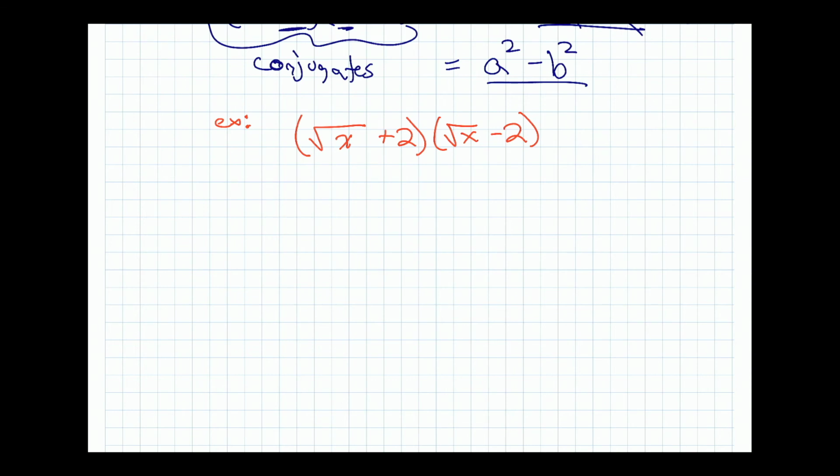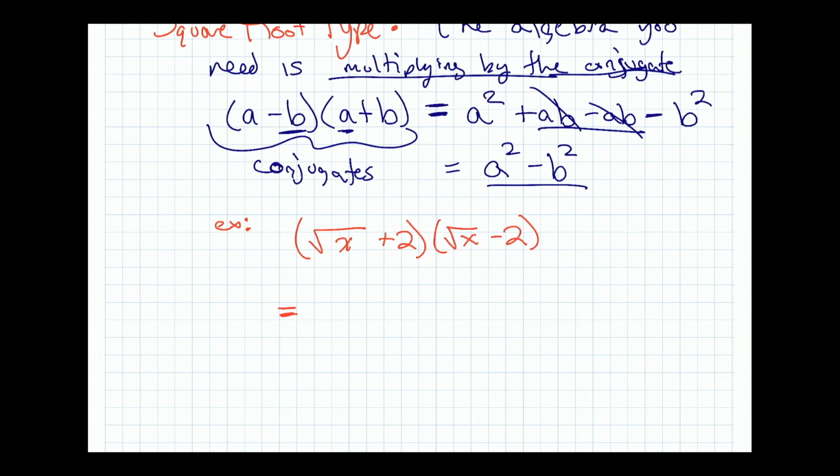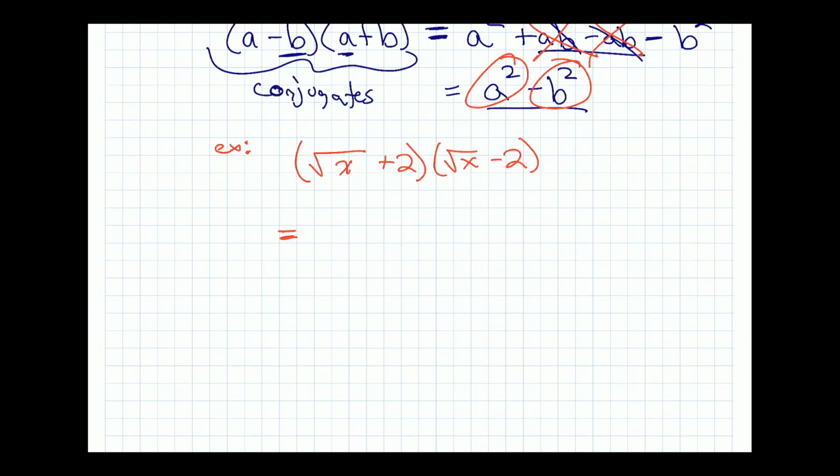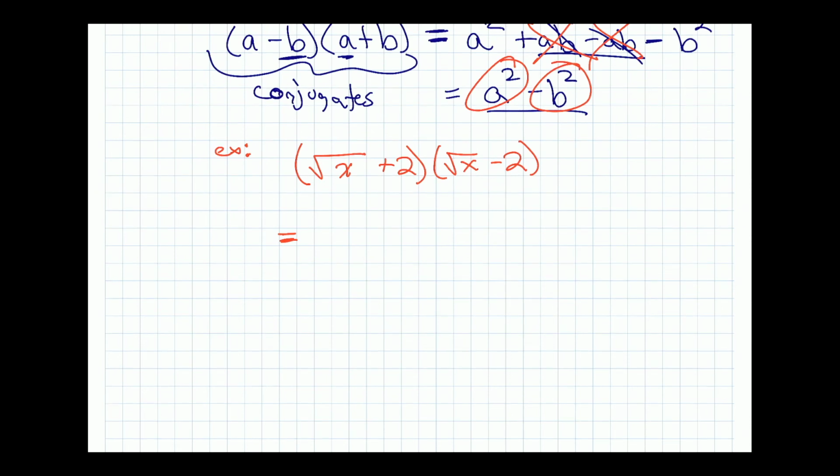Well, what's going to happen is the same thing that happened up here. We already know that the middle terms cancel, so the only terms that are left are a squared and b squared with a minus sign between them. So already when I see this conjugate pair multiplied together, I know my result should be something squared minus something squared. Does that make sense? Just based on this pattern, a squared minus b squared.